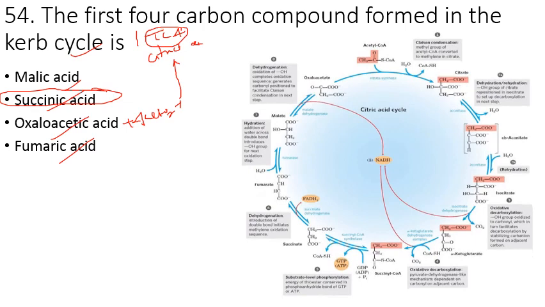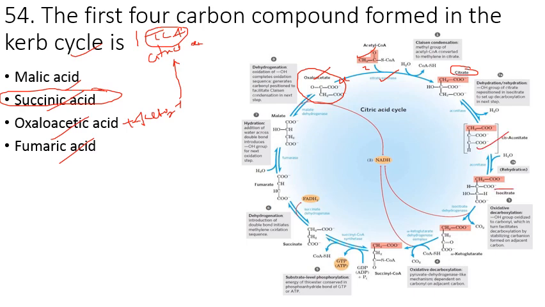Oxaloacetate is the first acceptor of acetyl coenzyme A. This is 4+2 carbon that will form the 6-carbon compound known as citrate or citric acid, which is formed after condensation. The enzyme used is citrate synthase. Then it undergoes an isomerization reaction that leads to formation of isocitrate, and the enzyme used is aconitase.